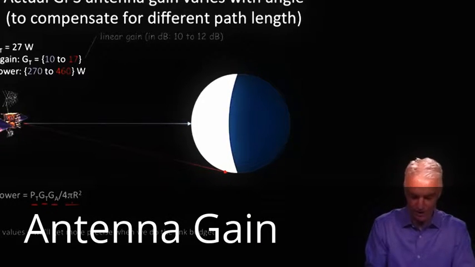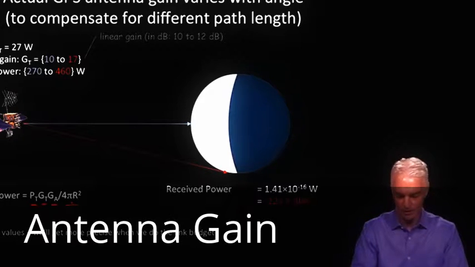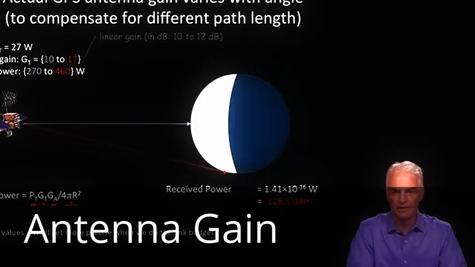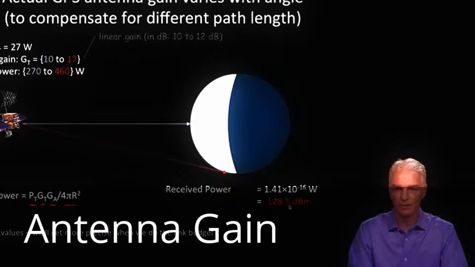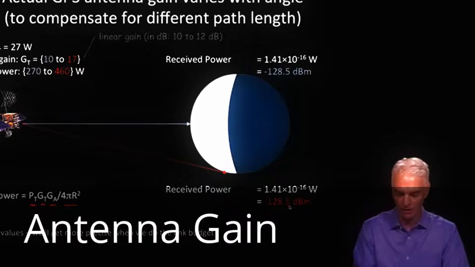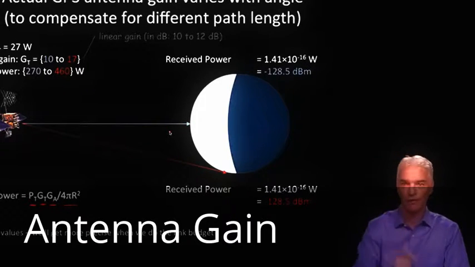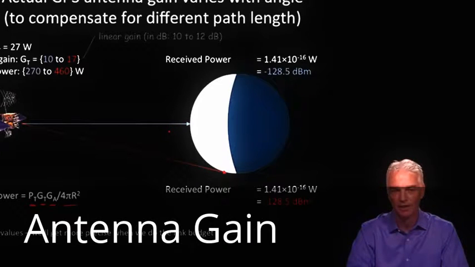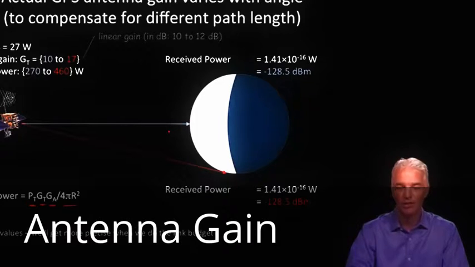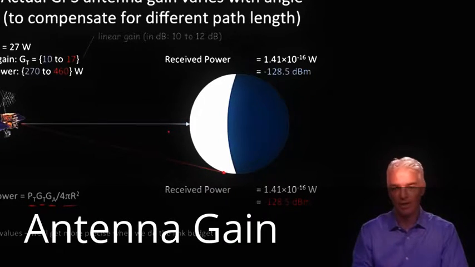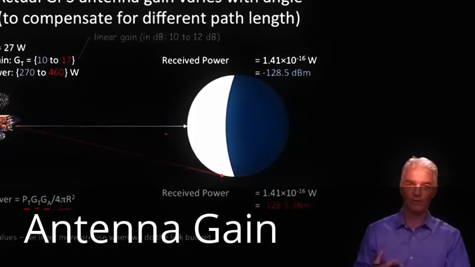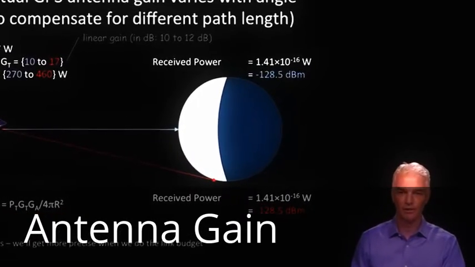And given all that, we can work out a received power, and if we do that, what we'll find is that the received power for somebody observing the signal on the horizon is minus 128.5 dBm, and for somebody observing it at zenith, straight above them, is also minus 128.5 dBm. And so no matter where you are on Earth, the GPS system is trying to give you the same signal power. Now, what signal power you actually observe is also going to be a function of your receive antenna, and we're going to look at that next.